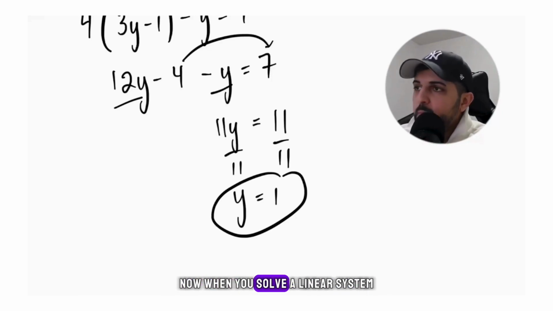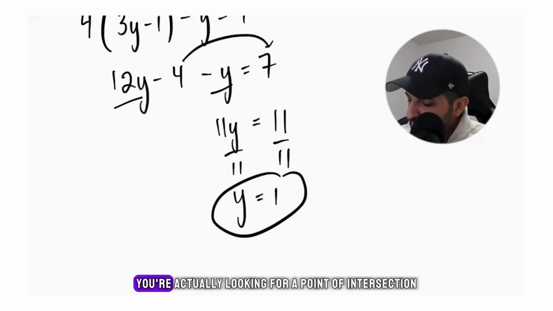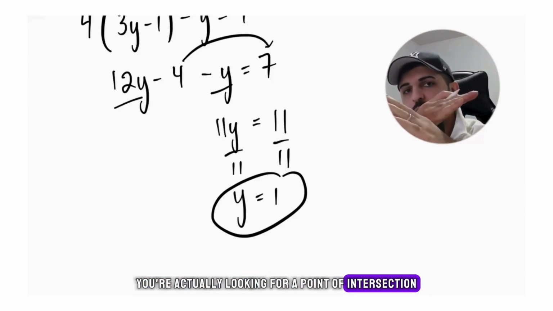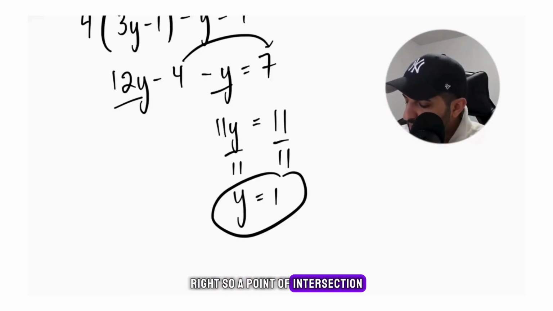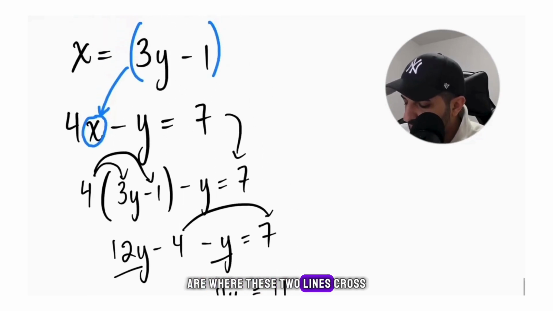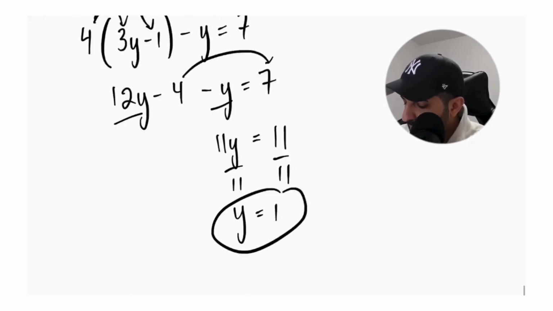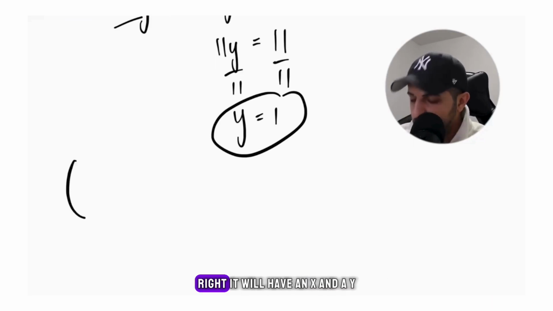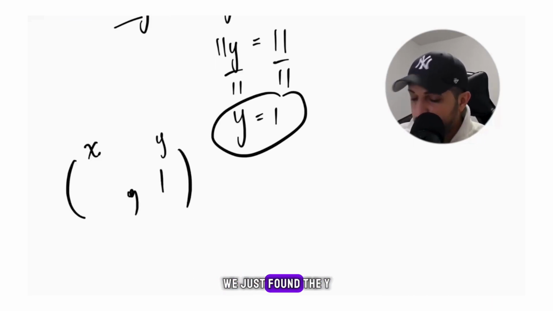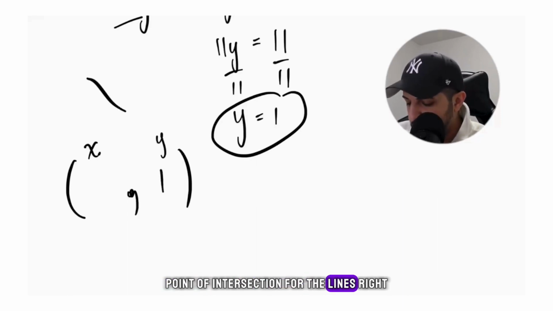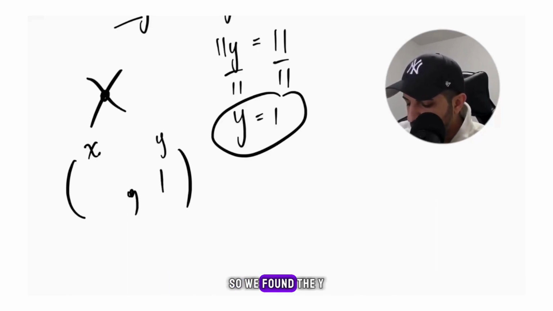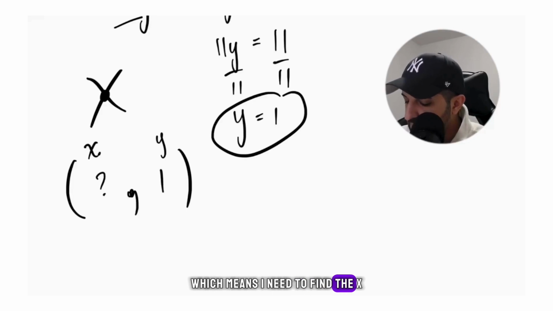Now, when you solve a linear system, you're actually looking for a point of intersection, right? So a point of intersection is where these two lines cross. And a point will have two coordinates, right? It will have an x and a y. We just found the y of the point of intersection for the lines, right? So we found the y, which means I need to find the x.